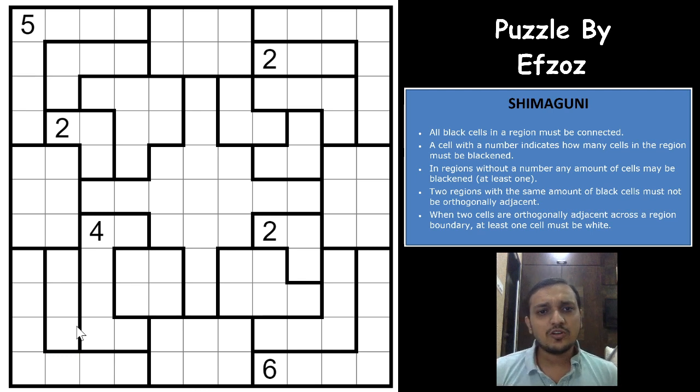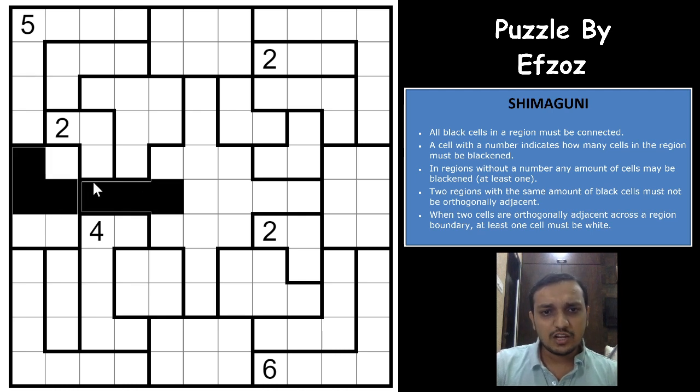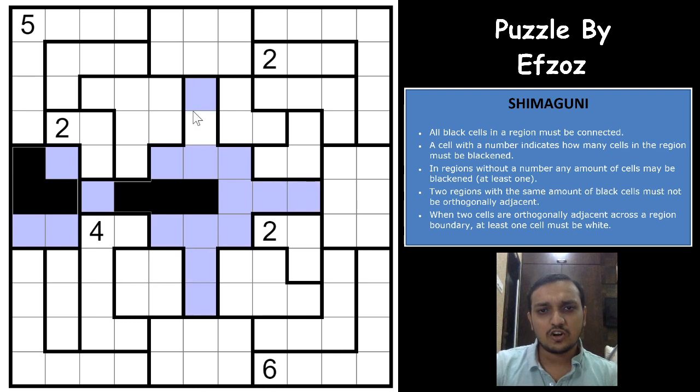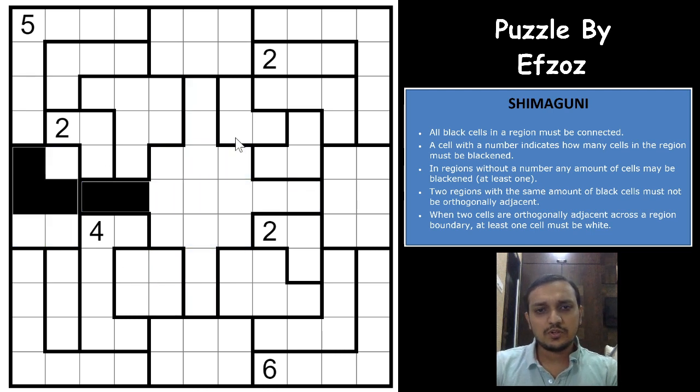The number indicates how many black cells will be there in that region, and no two black cells of different regions can touch each other orthogonally. So if you have a black cell here, you cannot have a black cell here. And one more thing is that orthogonally neighboring regions cannot have the same number of shaded black cells. So for example, if I have 3 shaded cells here, I cannot have 3 shaded cells in this region even if they are not touching, right? So this is not possible.